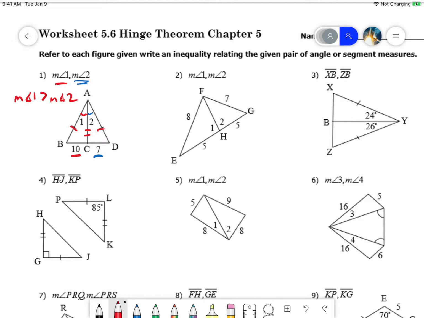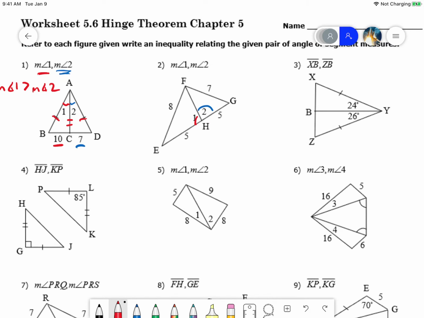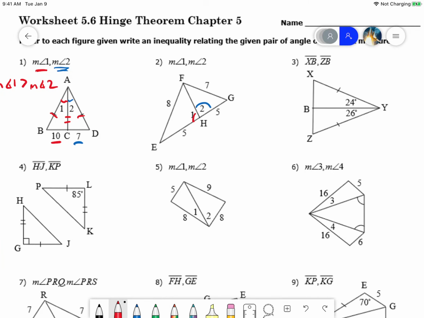For number 2, again, we're asked to compare measure of angle 1 and measure of angle 2. We're going to identify, well, here's angle 1, and then here's angle 2. Now, in order for me to apply the hinge theorem, again, I have to have these two angles be between the sides that are congruent. So the first thing I want to do is identify where my congruent sides are. We'll see that we have EH and HG both have a measure of 5, so they are congruent. The second set of congruent sides is, again, our good old trick, the side that's shared between the two triangles.